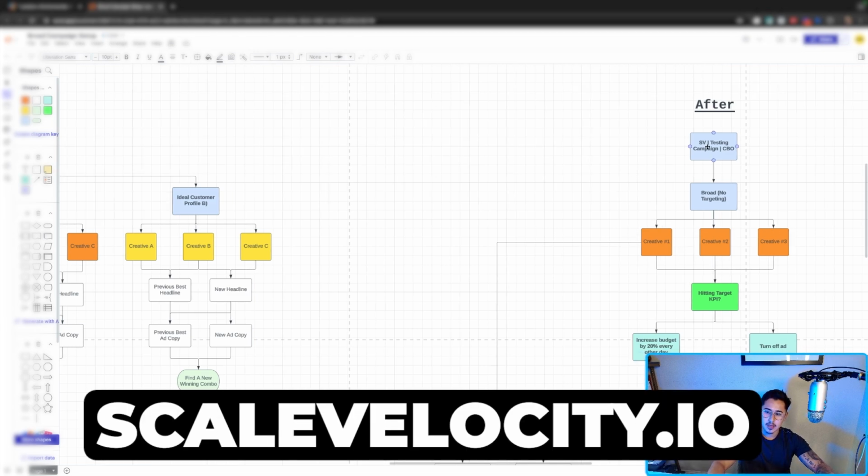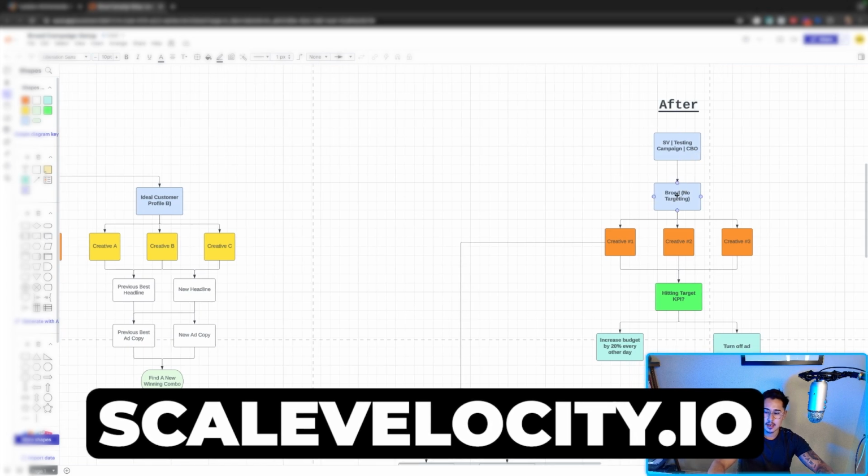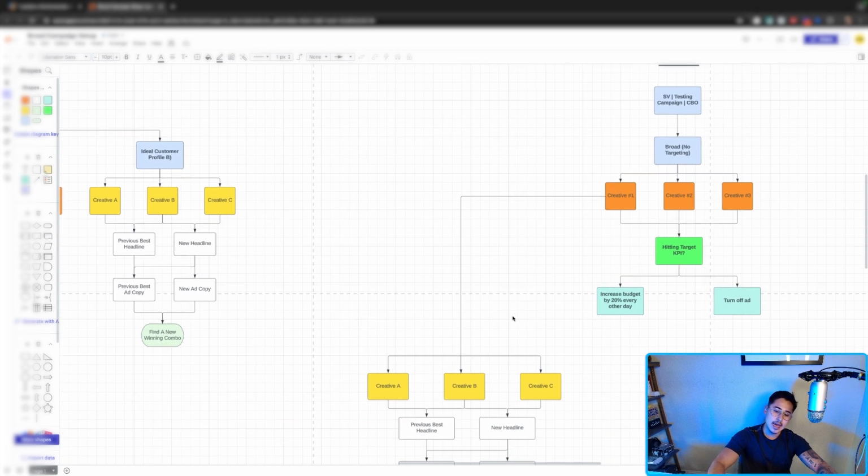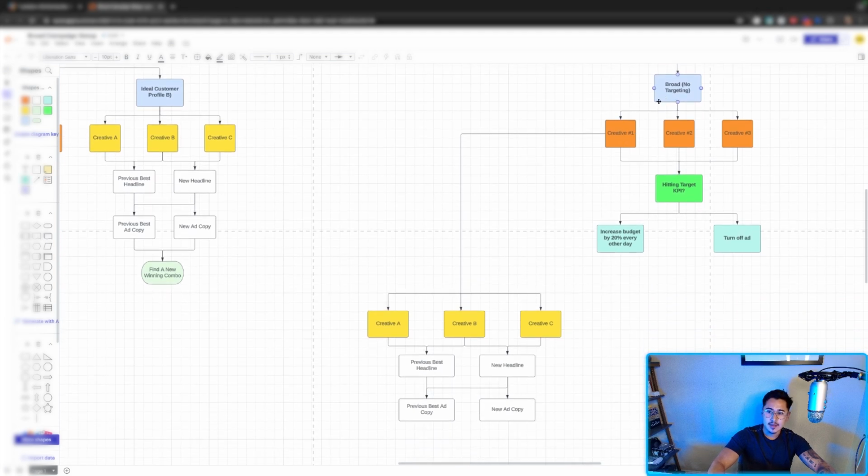So we have our scale velocity testing campaign. This is set at the ad set. It's literally just one ad set, broad, no targeting. And then from there, at the ad level, that's where we have basically the ad set moved from the ad set level to now the ad level.